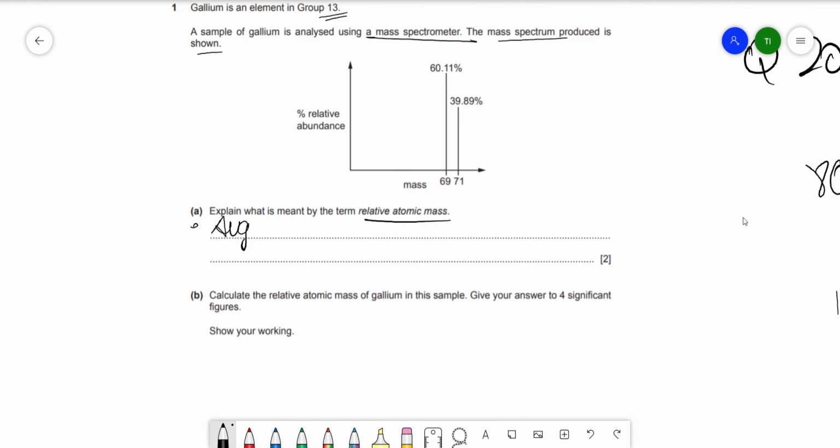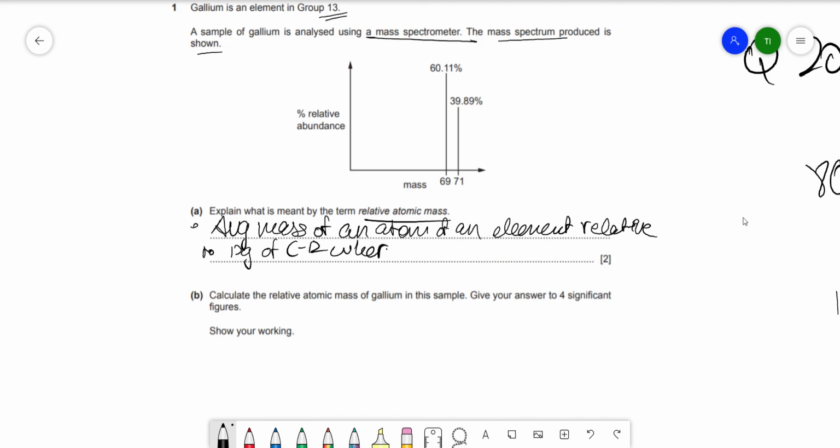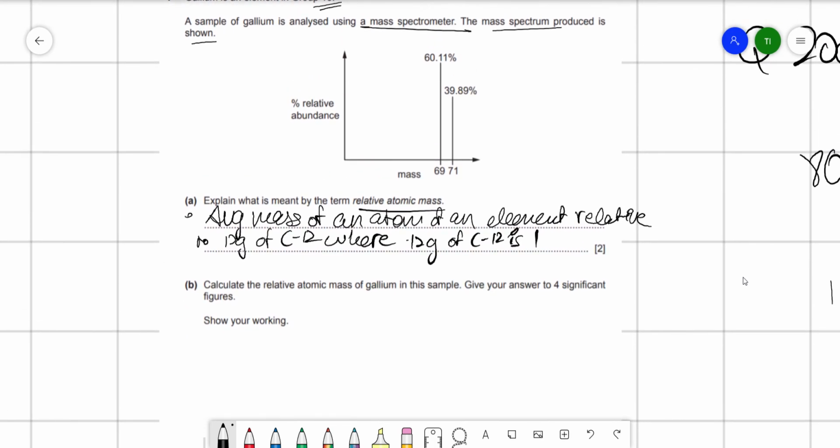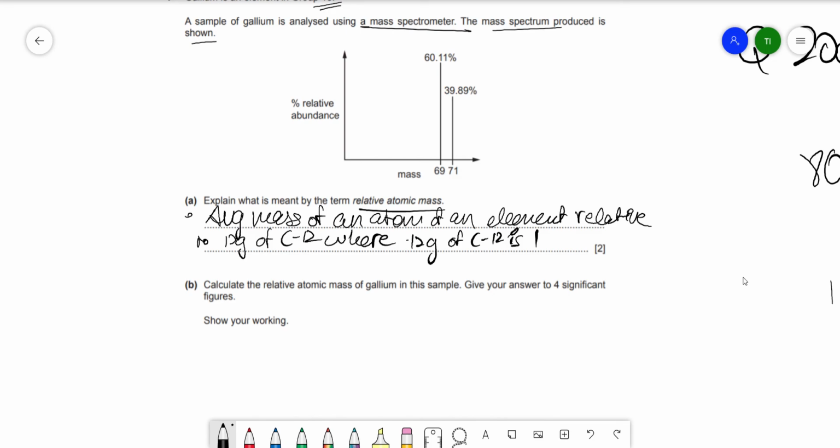It is the average mass of an atom of an element relative to 1/12 of the mass of carbon 12, where 12 grams of carbon 12 is 1, right? And then the next question: calculate the relative atomic mass of gallium in the sample. Give your answer to 4 significant figures. Show your working. How exactly would you do that?